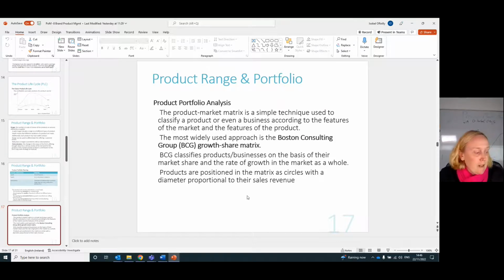So from time to time, just like reviewing each product in our range, we may do an overall product portfolio analysis. So the product market matrix is a simple technique used to classify the product or even a business according to the features of the market and features of the product. The most widely used approach is the BCG, Boston Consulting Group Growth Share Matrix.